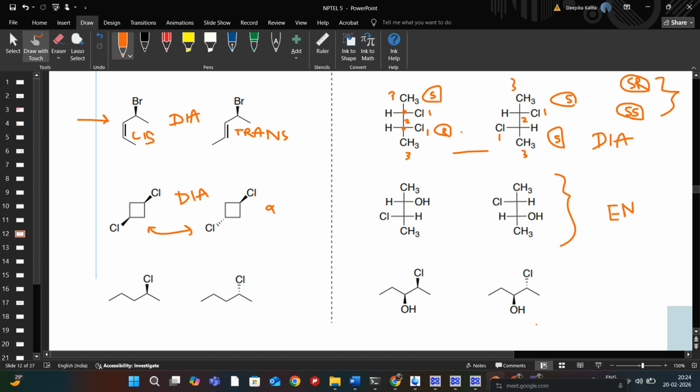Now we are going to solve this pair. Here it will be 1, 2, 3, S, and this one will be 1, 2, 3, R, and these two will be enantiomers of each other.